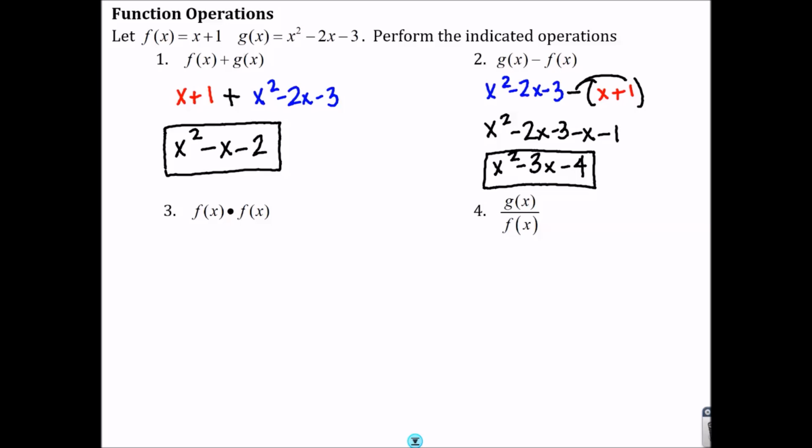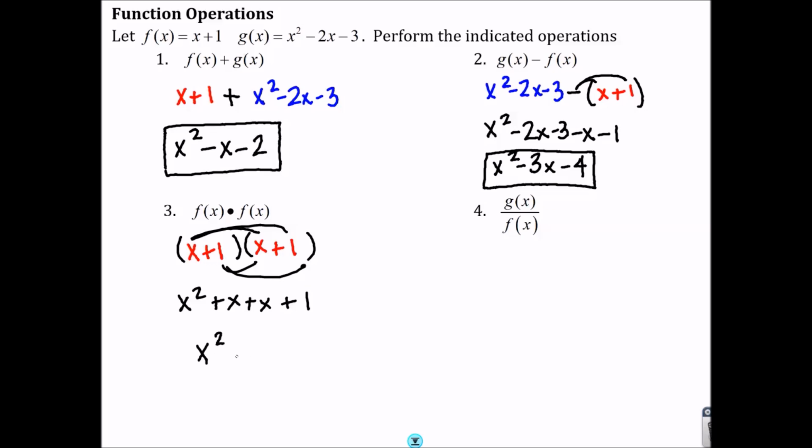Next, we're going to do a multiplication problem. We have f of x times f of x. You can combine a function with itself. It does not have to be combined with a different function. So we're going to take f of x and multiply it with f of x. So we end up with x plus 1 times x plus 1. And then we just double distribute. X times x is x squared. X times 1 is x. 1 times x is x. And 1 times 1 is 1. So our final answer, when you combine your like terms, is x squared plus 2x plus 1.